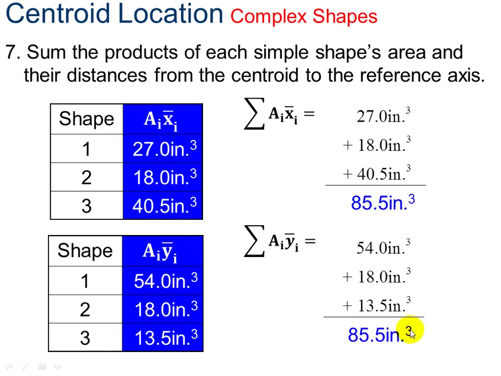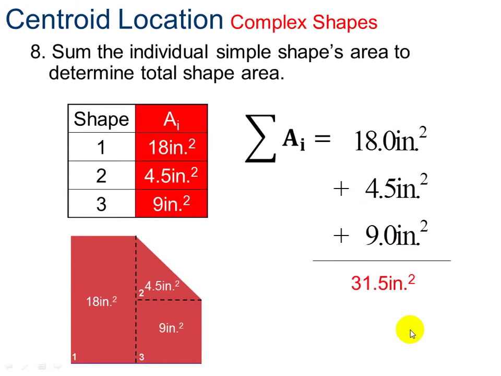And the final part of the equation for finding the centroid of a complex shape is then we have to divide. We want to find the sum of all the areas. So taking the areas from the first column of our calculations, I want to add all of those up, and I get 31.5.